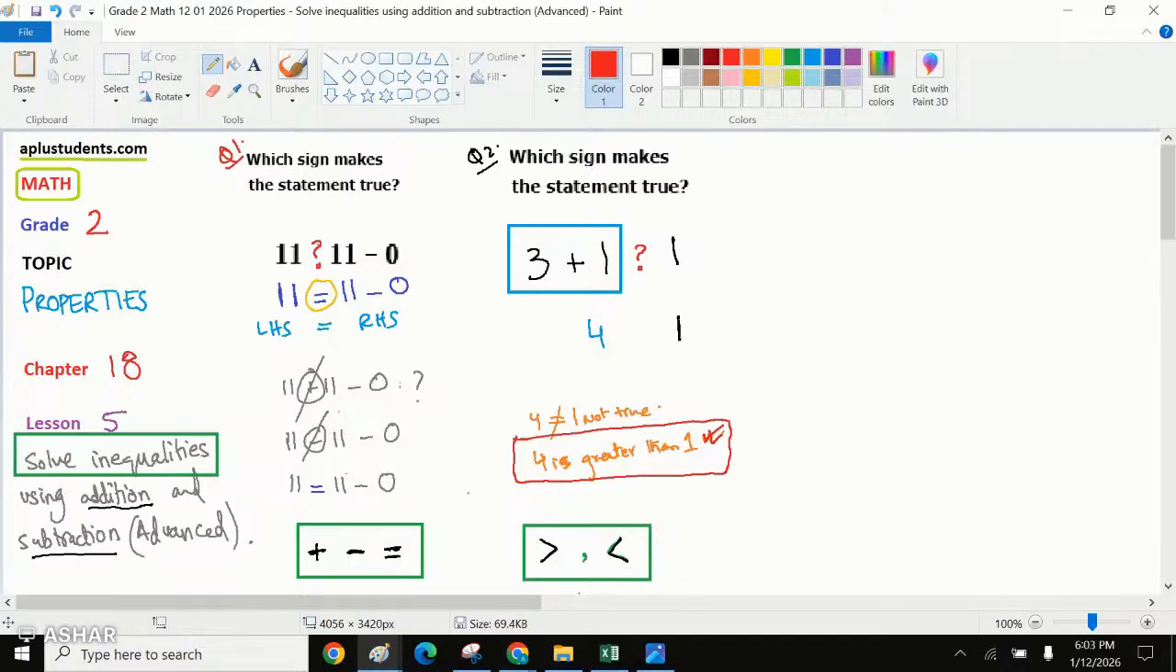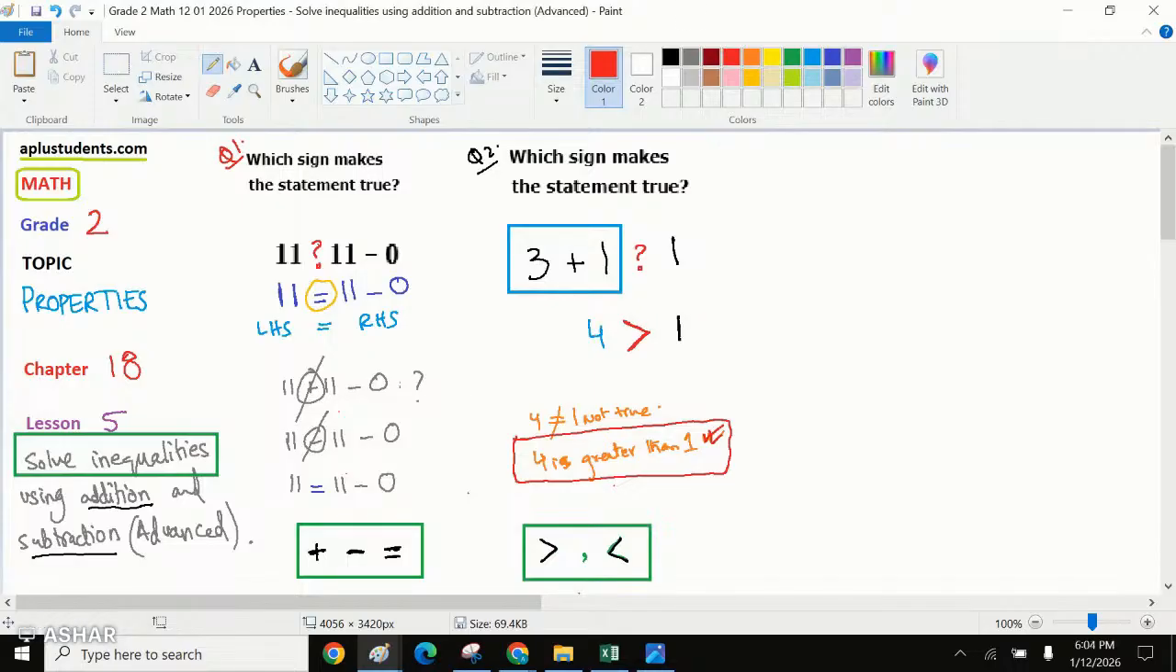Do we agree on this? 4 is greater than 1. And when we need to put the greater sign, what we say is the greater sign means that the open end is always towards the bigger number. Okay, that means 4 is greater than 1.